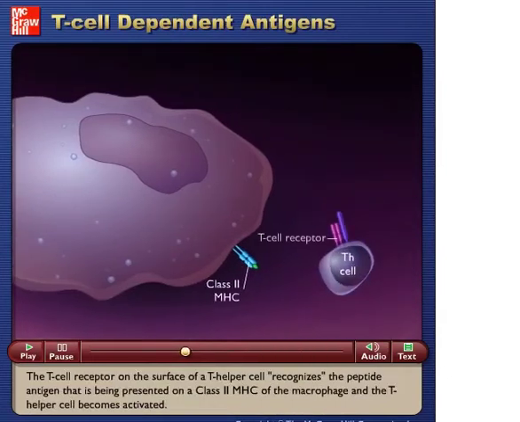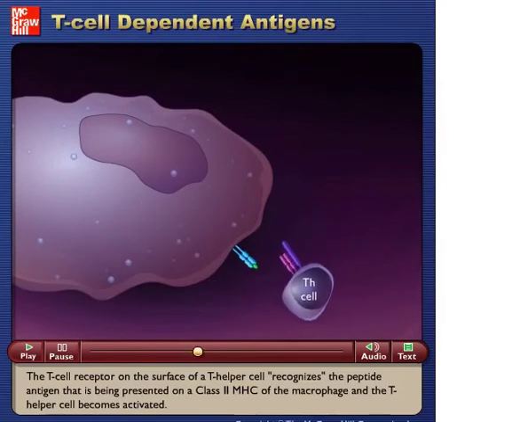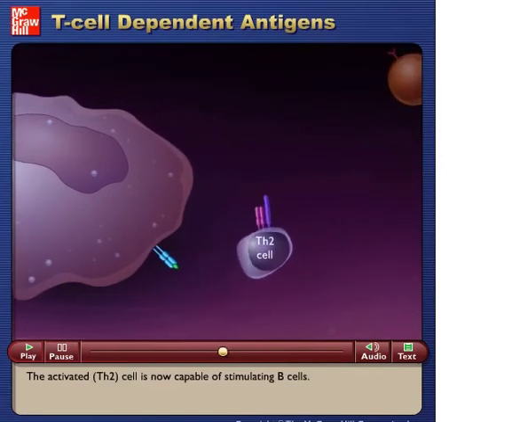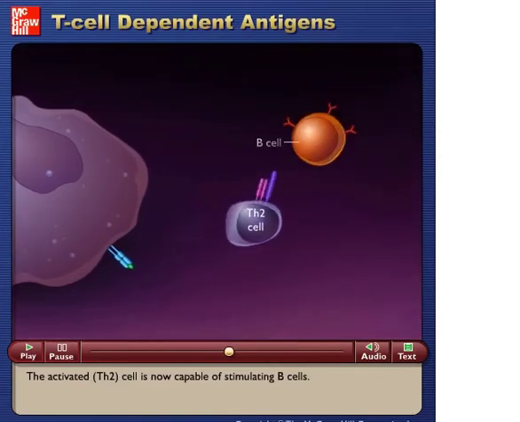The T cell receptor on the surface of a T helper cell recognizes the peptide antigen that is being presented on a class II MHC of the macrophage, and the T helper cell becomes activated. The activated Th2 cell is now capable of stimulating B cells.